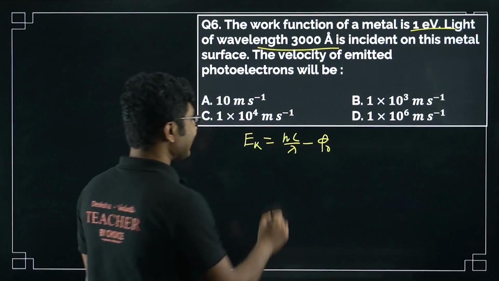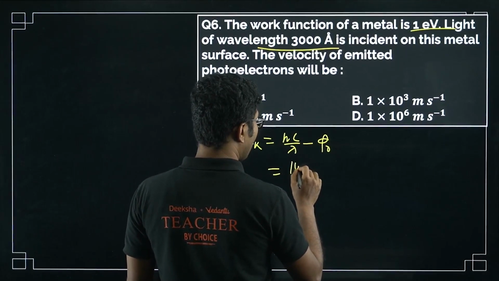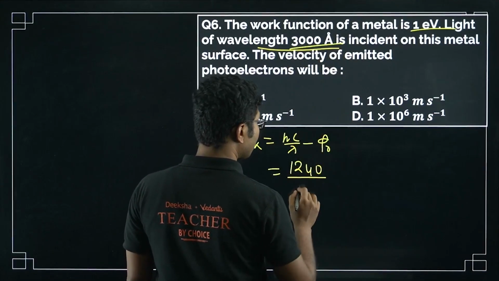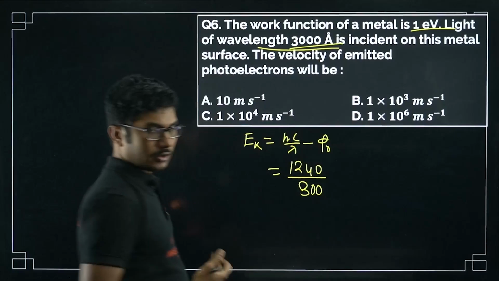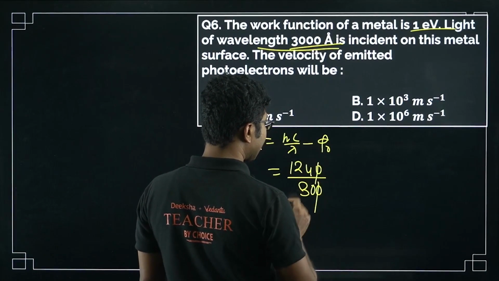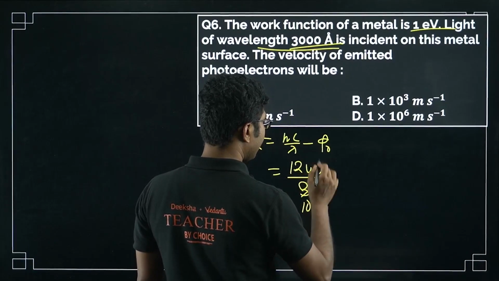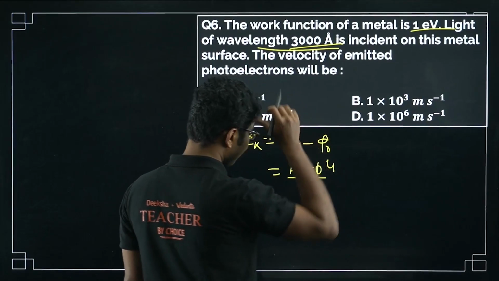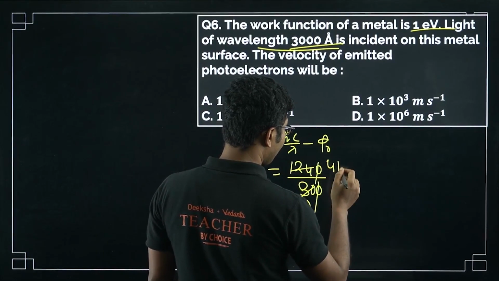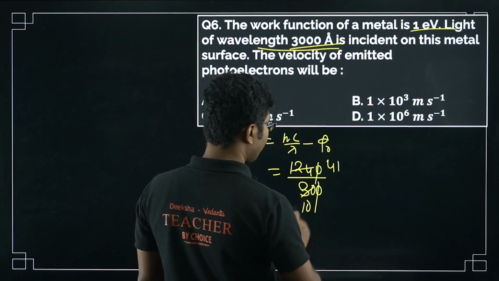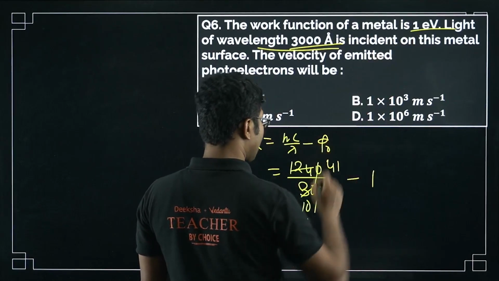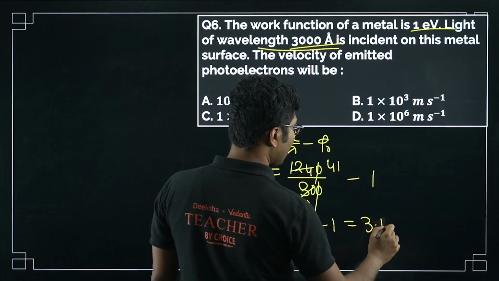Now hc is basically 1240 divided by 3000 angstrom, which means 300 nanometers. As I said, this formula is valid for nanometers only, so you have to convert it into nanometers. Then 3 4s are 12, and 3 1s are 3, so 4.1, approximately 4.1 minus 1 eV. Phi naught is given as 1 eV, so it will be 3.1 eV.